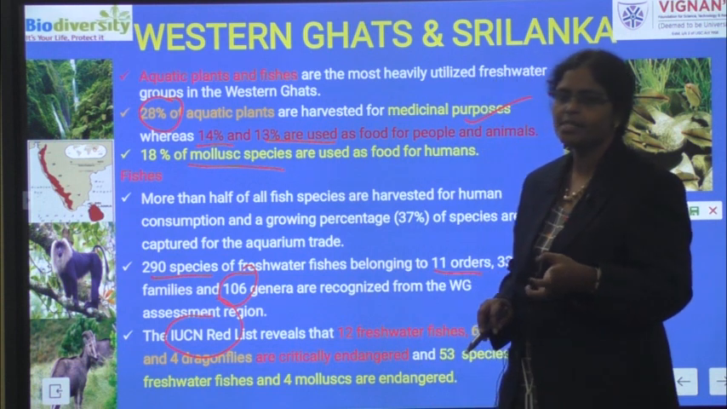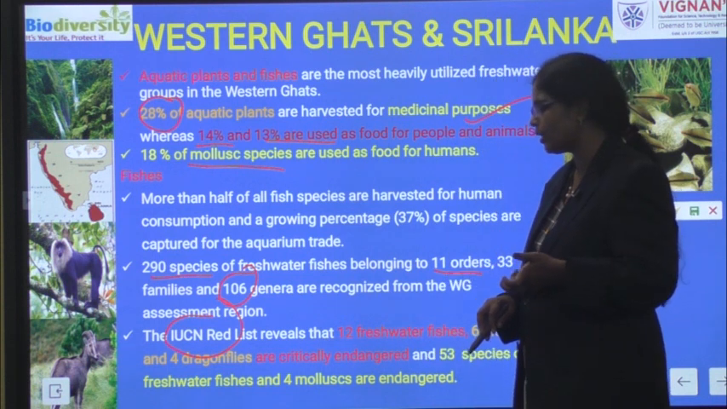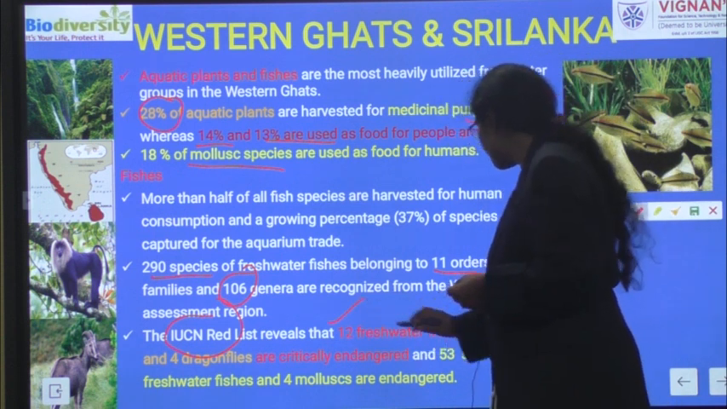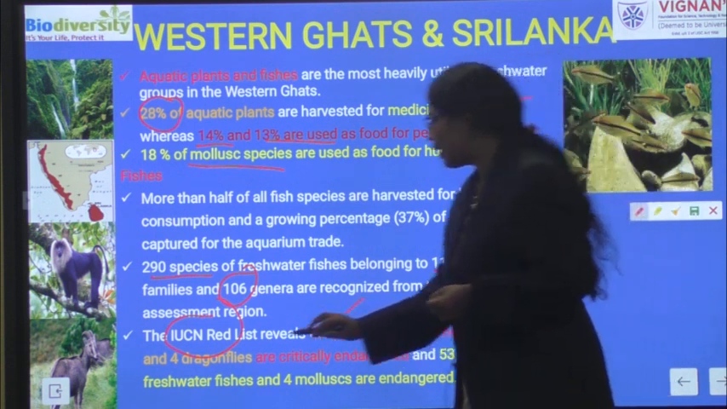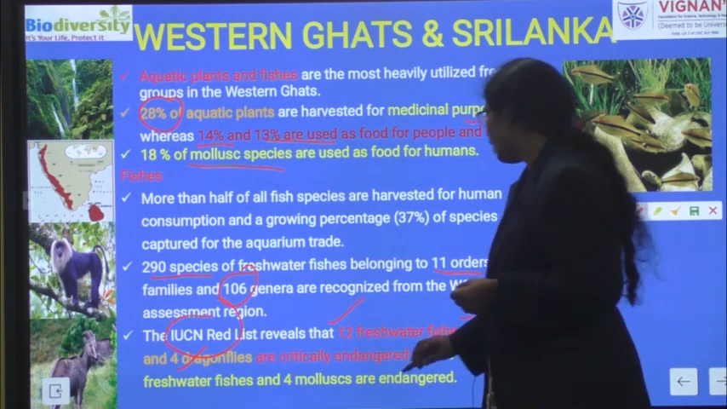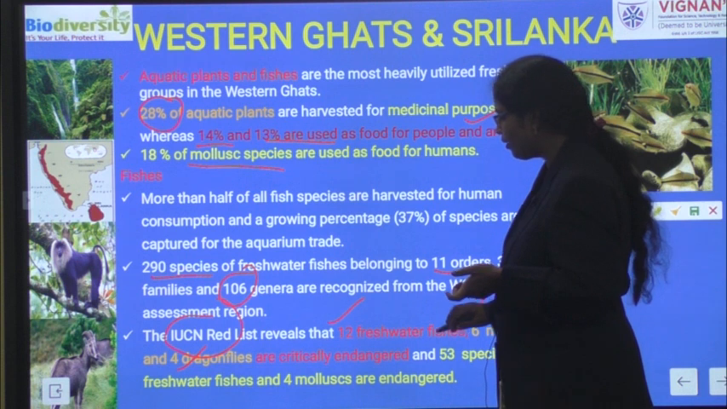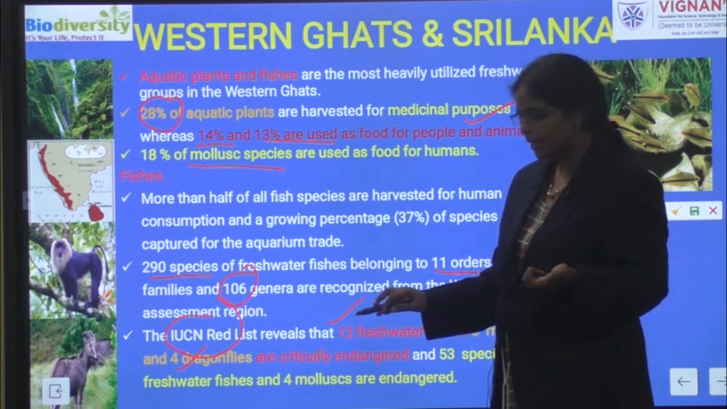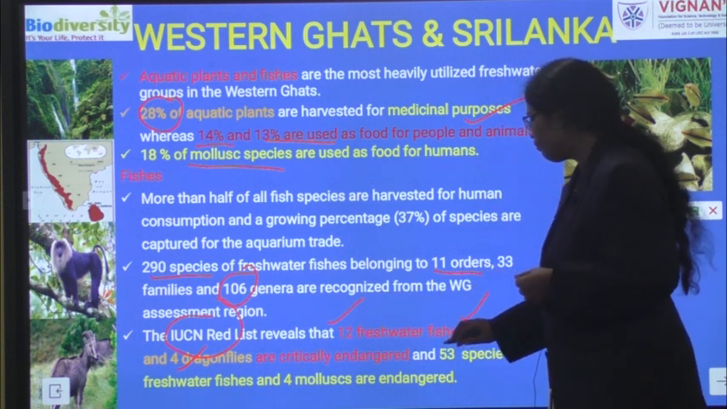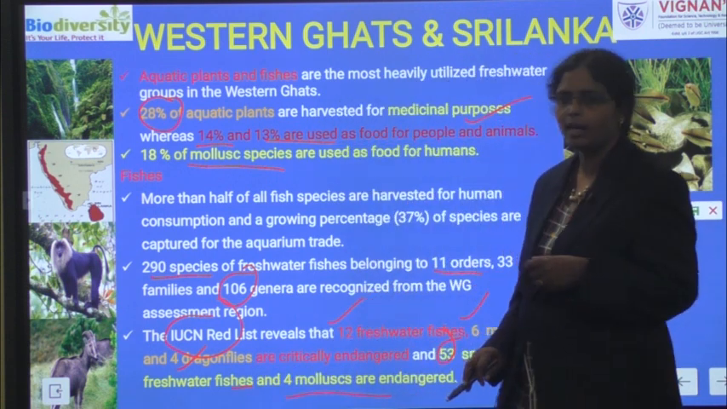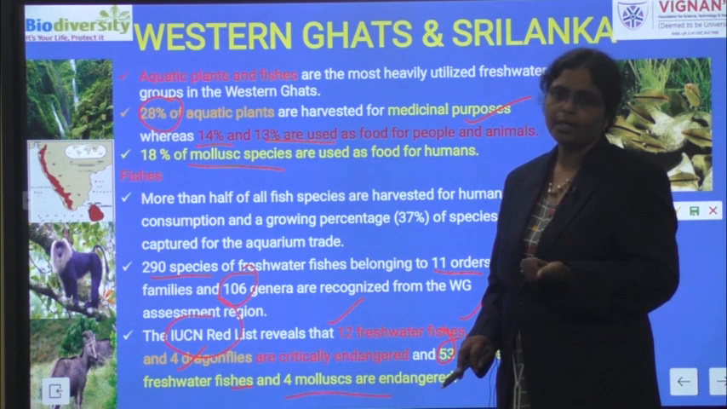That means those species are in the threatened, endangered or vulnerable category. Here if you observe, 12 freshwater fishes, 6 mollusks and 4 dragonflies are in the critically endangered category. All these species are entered in the IUCN Red List, and 53 species of freshwater fishes as well as 4 mollusks are in the endangered category.